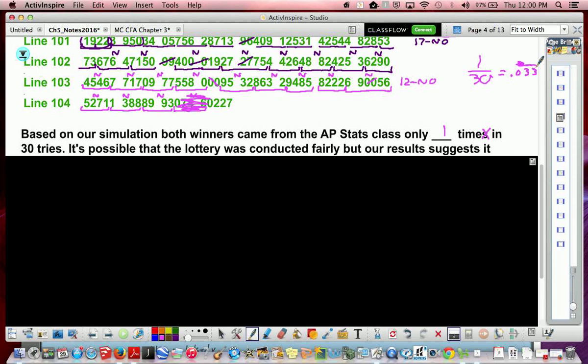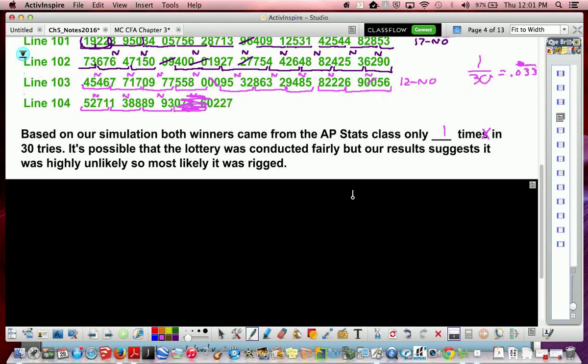So, based on this, is it possible? Yeah, we had it happen. Is it probable? Probably not. It's possible that the lottery was conducted fairly, but our results are suggesting that it was highly unlikely. 1 in 30, not happening very likely. So most likely it was rigged. Not 100%, because obviously it actually happened, but wow, this is pretty unlikely.